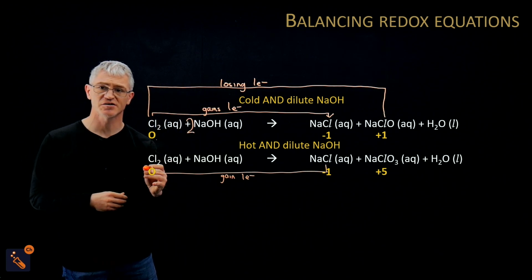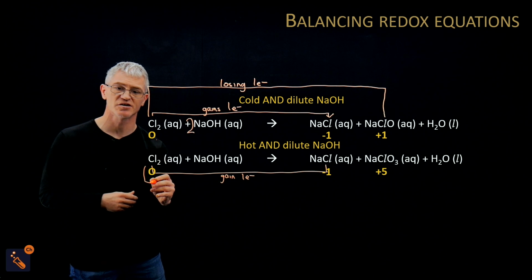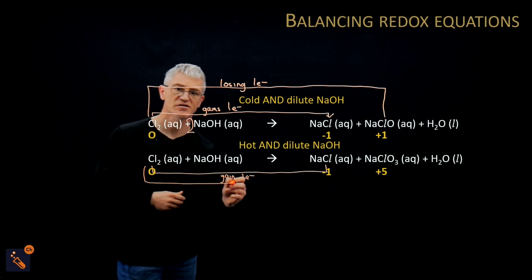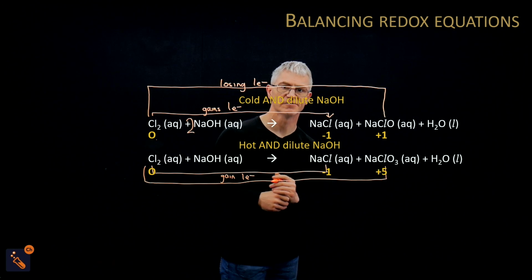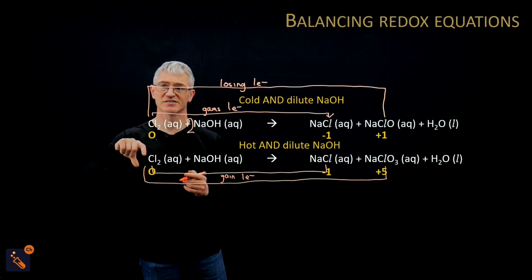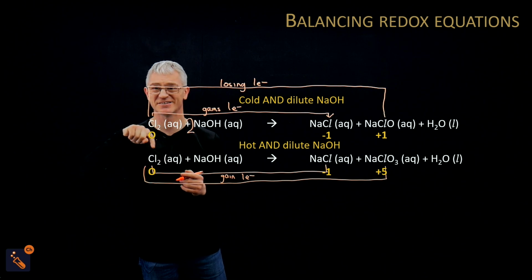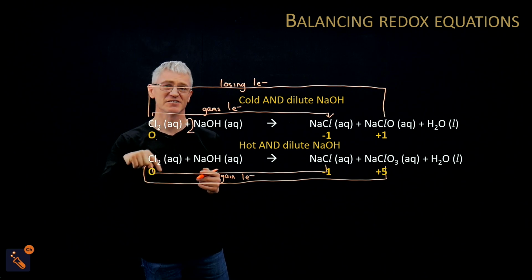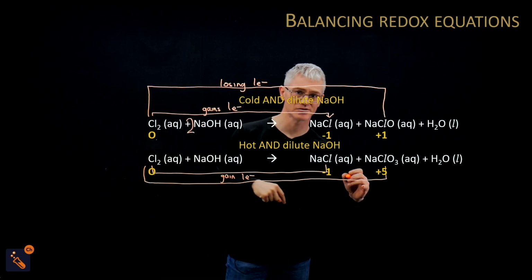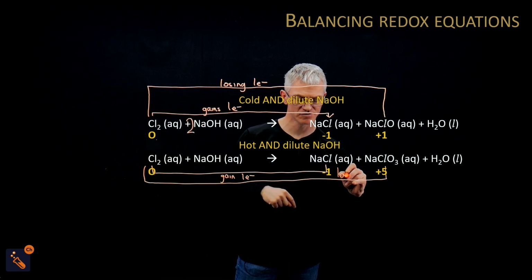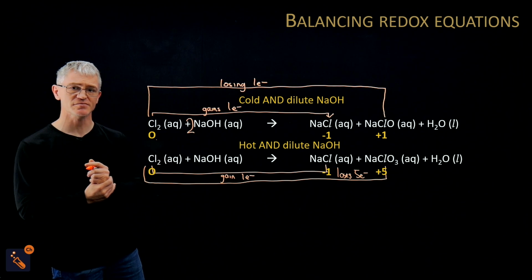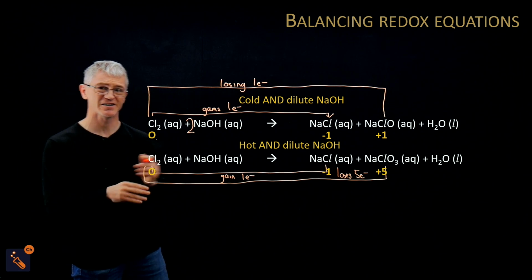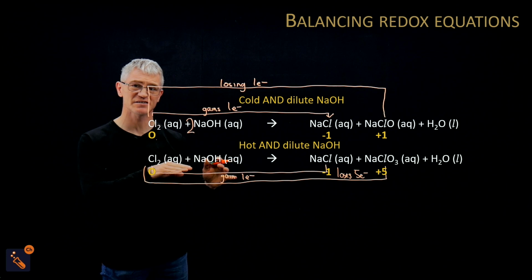Then we go again from this one and go all the way across to that chlorine there. Now that is a bit more dodgy. Basically that means 0 going to +5. It's lost 5 electrons, so I'm going to write down here, loses 5e minus. Now if it lost 5e minus, I need to balance these electrons.